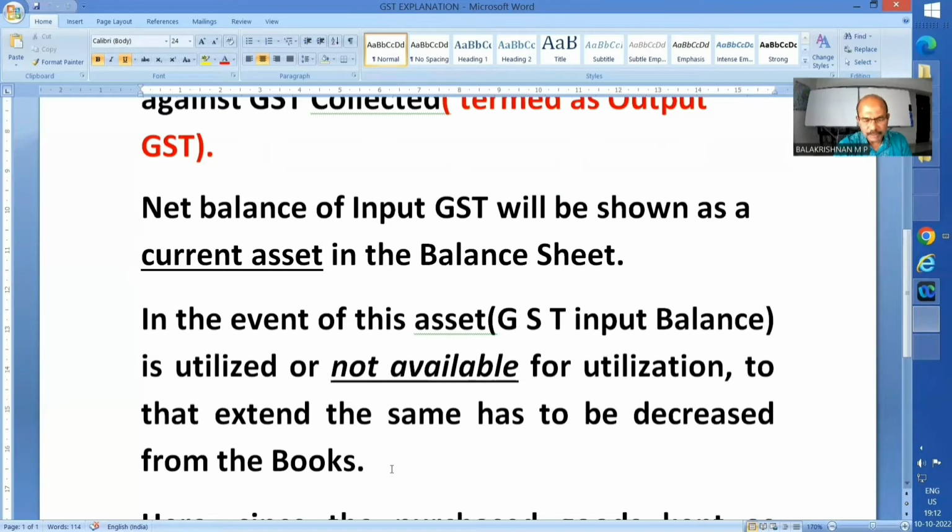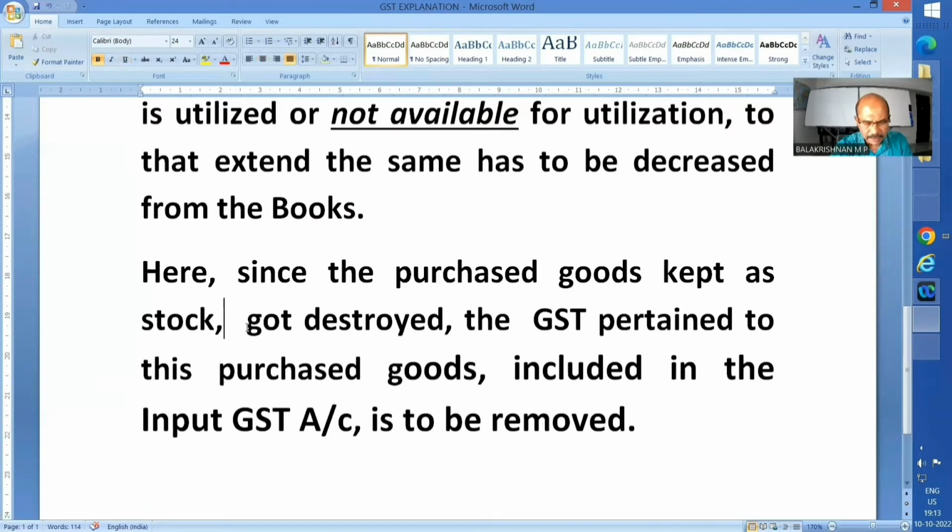One fine morning, it so happened that the concerned purchased goods have been destroyed. Actually, you won't be able to sell it. So there is no point in keeping that part of input. So that also has to be reduced. That's exactly what happened here. Since the purchased goods kept in stock got destroyed, the GST pertaining to these purchased goods included in the input GST account is to be removed because it is no longer available for utilization.